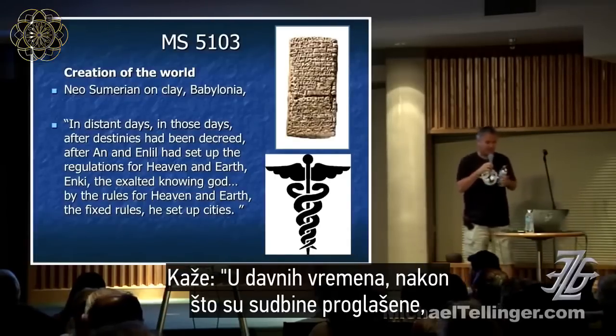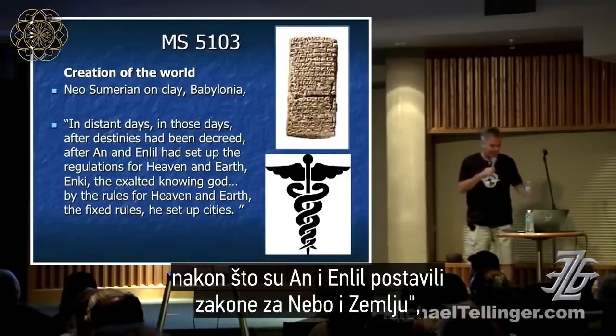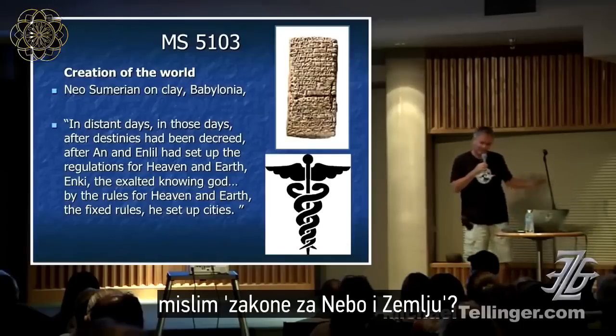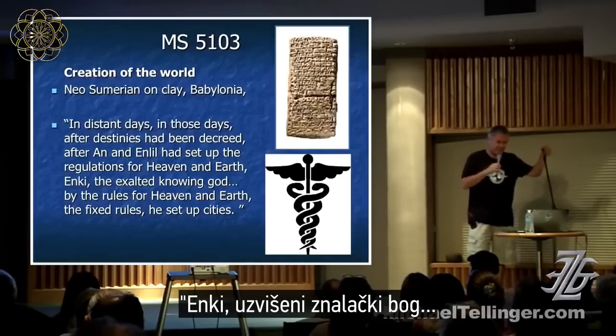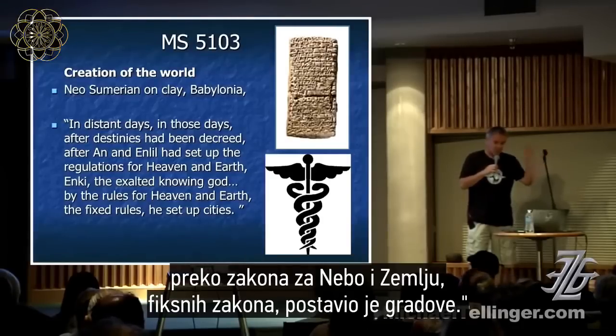And it says, in the distant days, in those days after destinies had been decreed, after An and Enlil had set up regulations for heaven and earth, and Enki, the exalted knowing God, by the rules for heaven and earth, the fixed rules, he set up cities.